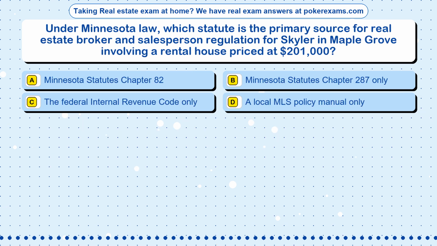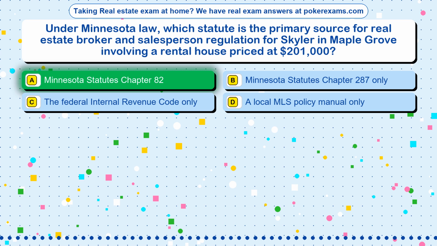Question 17. Under Minnesota law, which statute is the primary source for real estate broker and salesperson regulation for Schuyler in Maple Grove involving a rental house priced at $201,000? Option A, Minnesota Statutes Chapter 82. Option B, Minnesota Statutes Chapter 287 only. Option C, the Federal Internal Revenue Code only. Option D, a local MLS policy manual only.